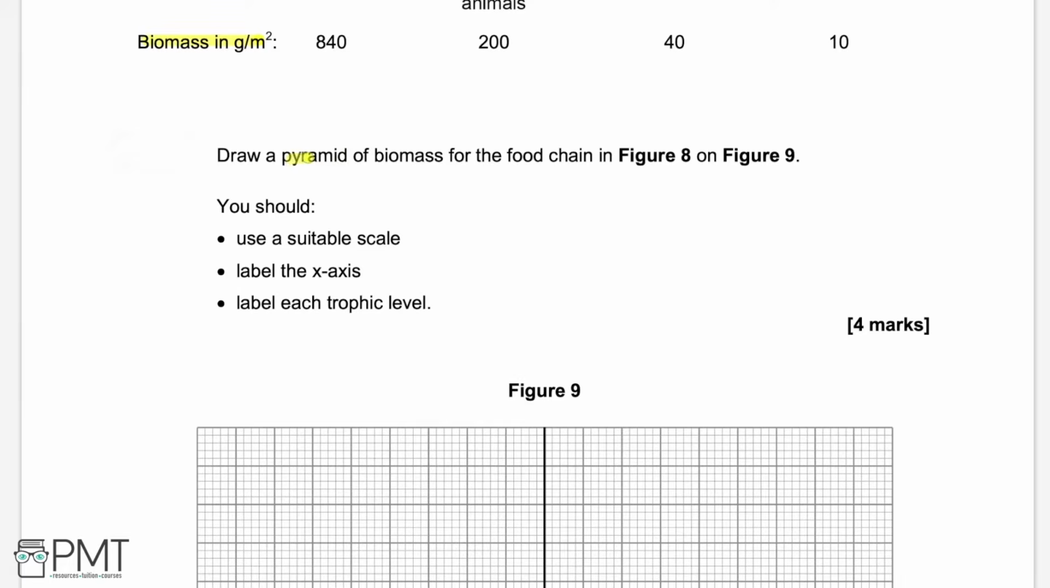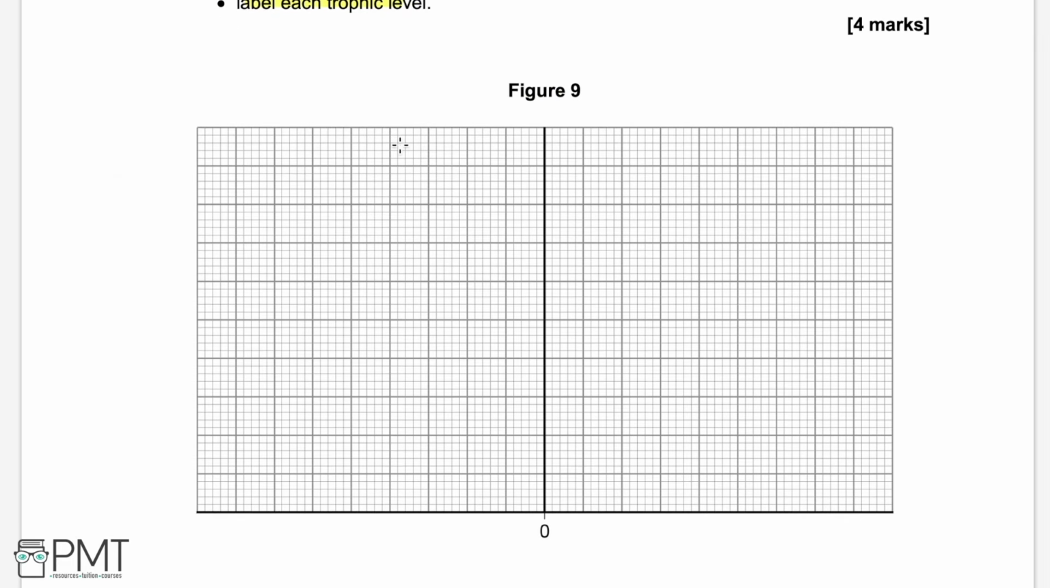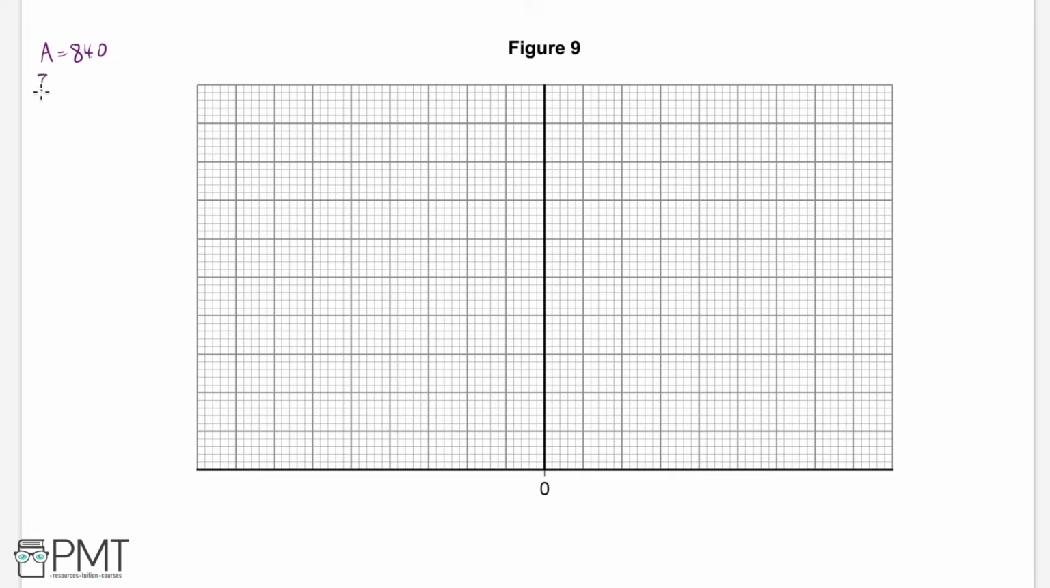Draw a pyramid of biomass for the food chain in figure 8 on figure 9. You should use a suitable scale, label the x-axis, and label each trophic level. Let's have a look at the grid given in figure 9. For ease, I'll write down the biomass of each trophic level here. We want our pyramid to fill as much of the figure as possible.